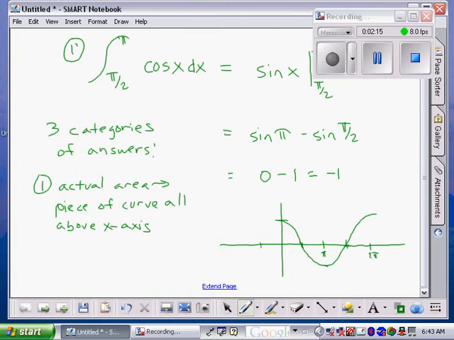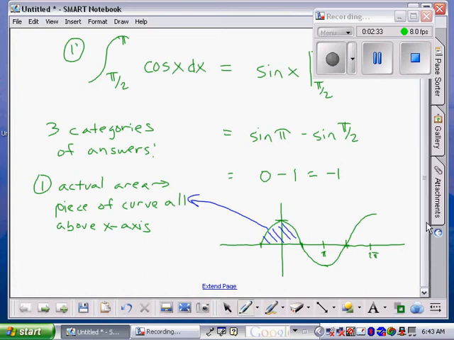So at one point we found the area under the curve from negative pi over 2 to pi over 2, which is this area here. And that was all above the curve. So that's like this type. We get the actual area.